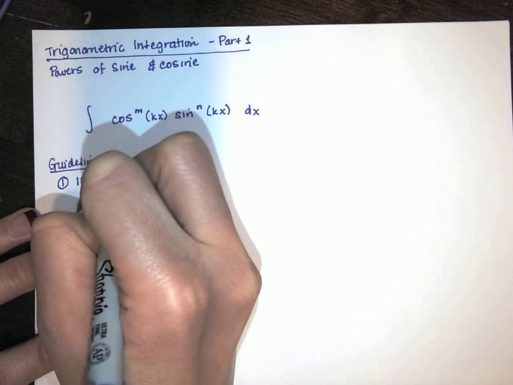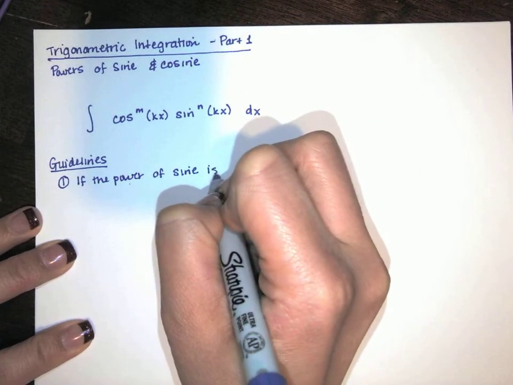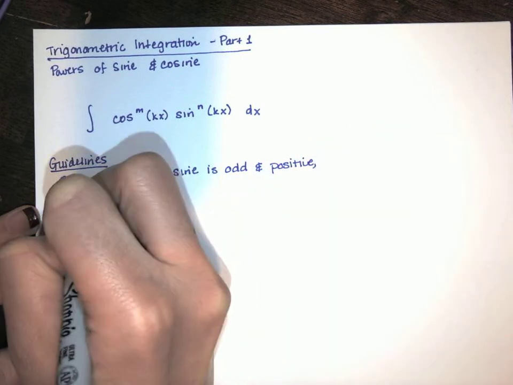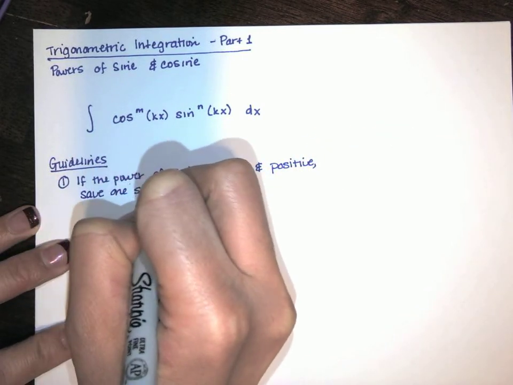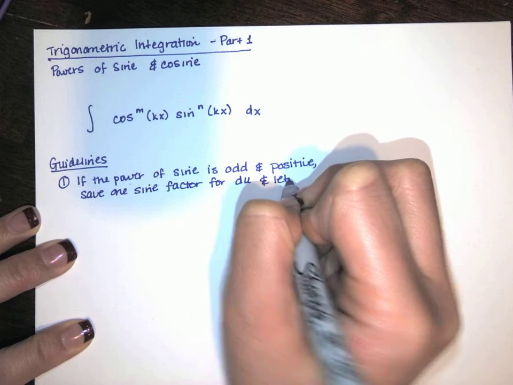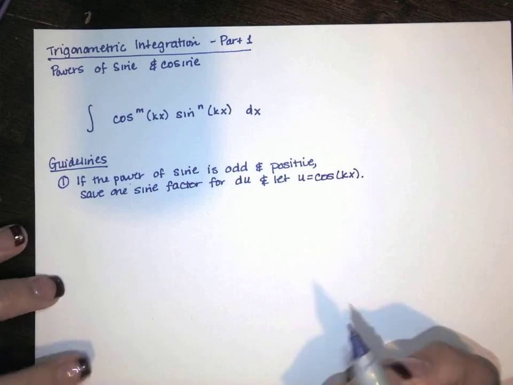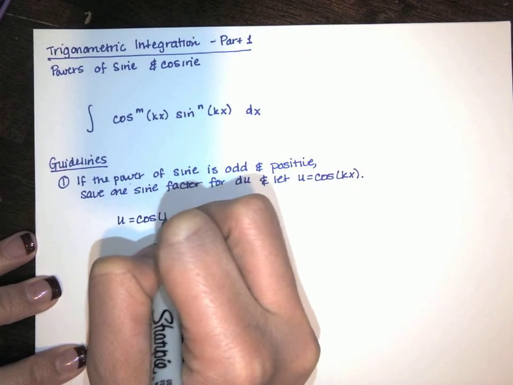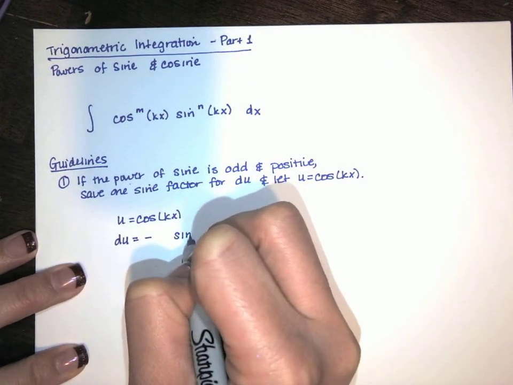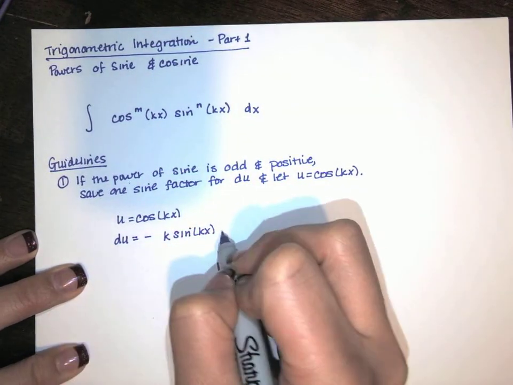If the power of sine, that's the n in our formula, is odd and positive, you're going to save one sine factor for du, and you want to let u equal cosine of kx. Then the derivative of u is negative sine of kx times the derivative of the inside, which is k by the chain rule. So that's the derivative, and we multiply that by dx to get du.